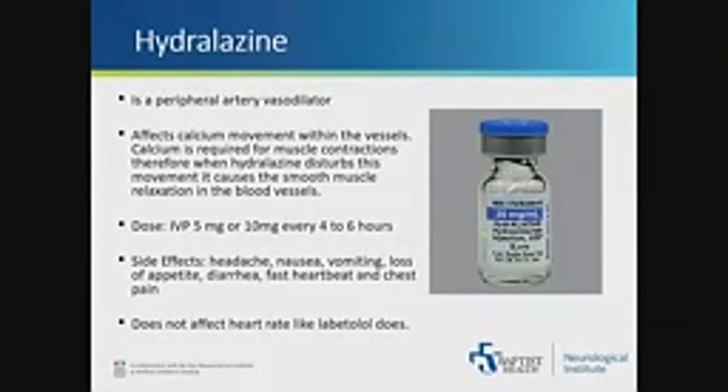So we can give 5 to 10 milligrams every 4 to 6 hours. It can cause headaches, nausea and vomiting, loss of appetite, diarrhea, and a fast heart rate and chest pain. We like to use this medication if our patients have a lower heart rate because this does not affect their heart rate.